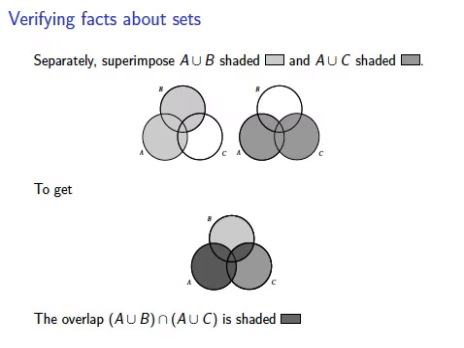Next, to illustrate (A union B) intersect (A union C), make a diagram where you shade A union B and another diagram where you shade A union C. Superimpose these two diagrams, and the part that is doubly shaded is the set that we're looking for.